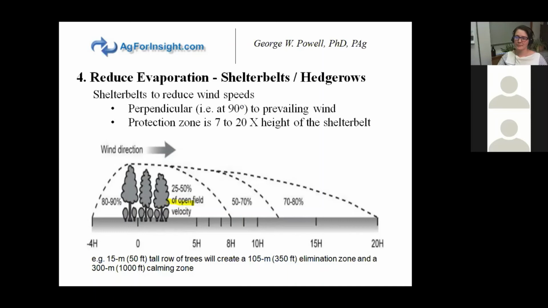And the elimination zone isn't actually wind to zero, it's wind down to 25 to 50% below what it is out in the open. And then you'll create a 1,000-foot calming zone. And that's wind speeds reduced anywhere from 50 to 80%. Or they are 50 to 80% of what they would be in the open. So 20 to 50% reduction. If I had given another example, if you'd put shrubs in there 5 feet tall, then you would just take 1/10 of that. So a 5-foot row of shrubs would create a 35-foot elimination zone and a 100-foot calming zone.